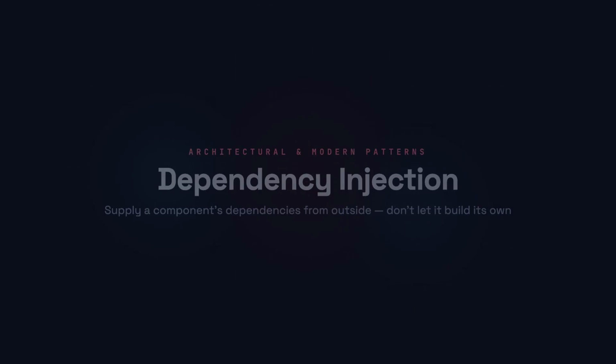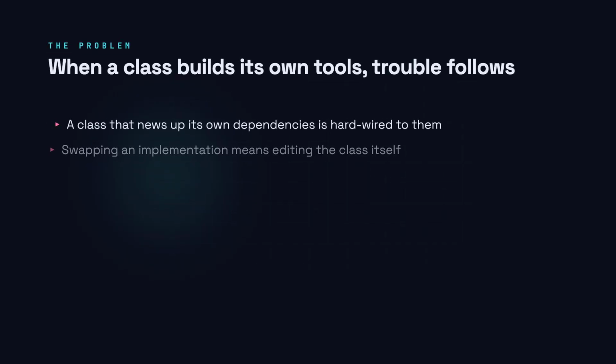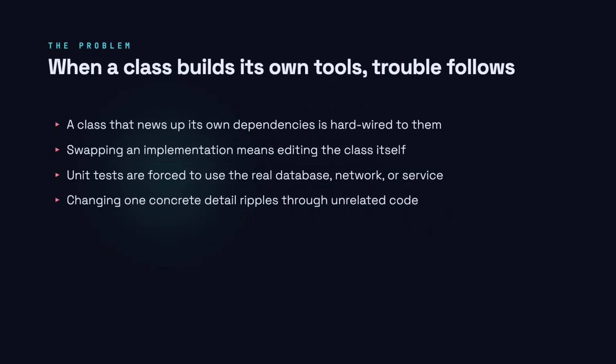Imagine you have an order service, and inside its constructor you write new database repository and new email service. It works, but now your class is locked to those exact implementations. Want to test order service in isolation? You cannot, because every test hits the real database. Want to swap to a different email provider? You have to open order service and change it. The class is doing two jobs: its own logic and the job of deciding which tools to use.